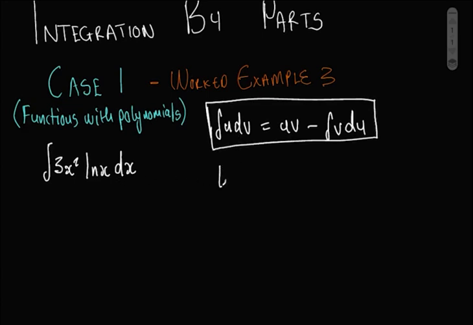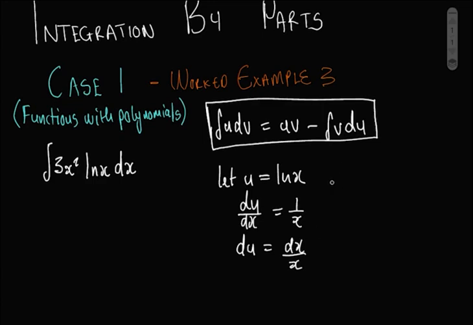Well, what is our u in this case? Our u would be the logarithmic function. So let u be equal to ln x. That means du/dx is 1 over x. And that means du is equal to dx over x, if we can say that. Or it's 1 over x dx. It's still the same thing.